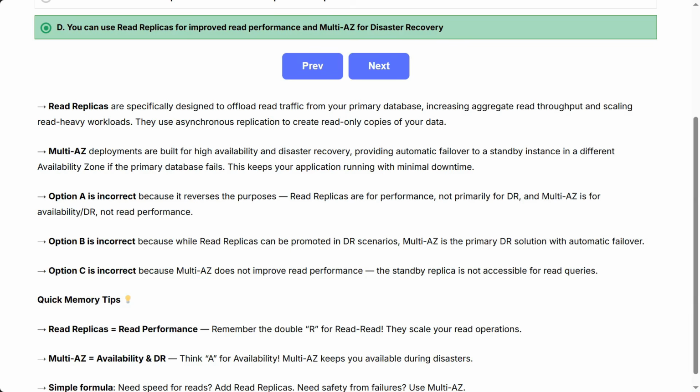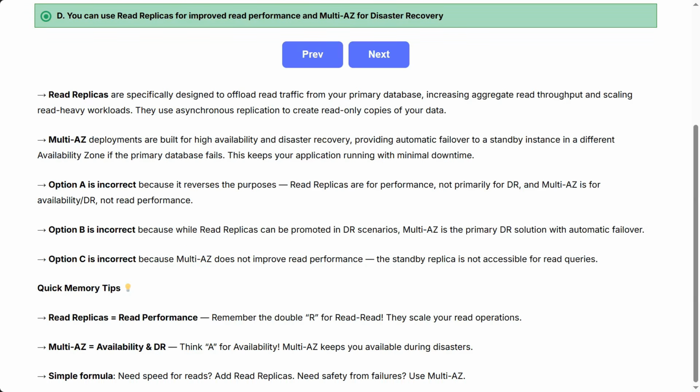Option A is incorrect because it reverses the purposes. Read replicas are for performance, not primarily for DR, and multi-AZ is for availability and DR, not read performance. Option B is incorrect because while read replicas can be promoted in DR scenarios, multi-AZ is the primary DR solution with automatic failover. Option C is incorrect because multi-AZ does not improve read performance. The standby replica is not accessible for read queries.